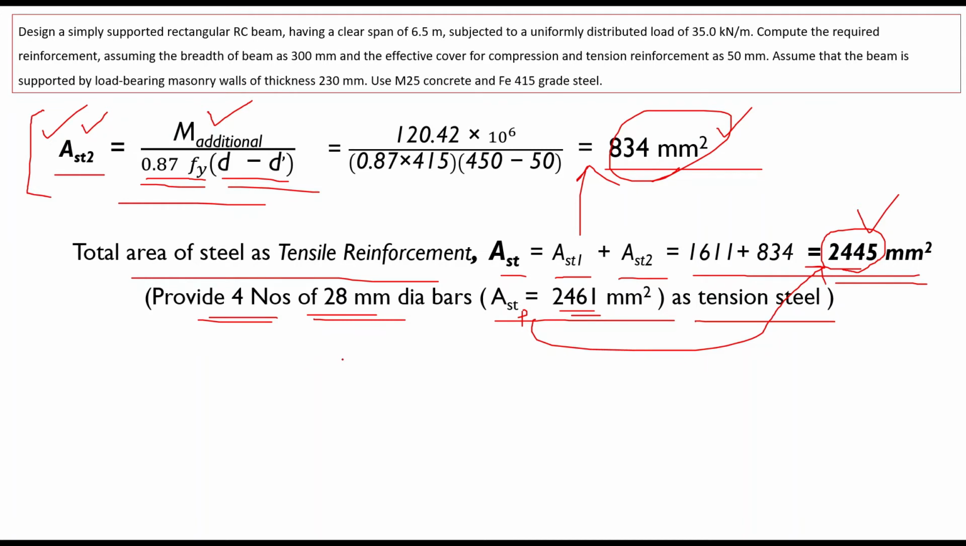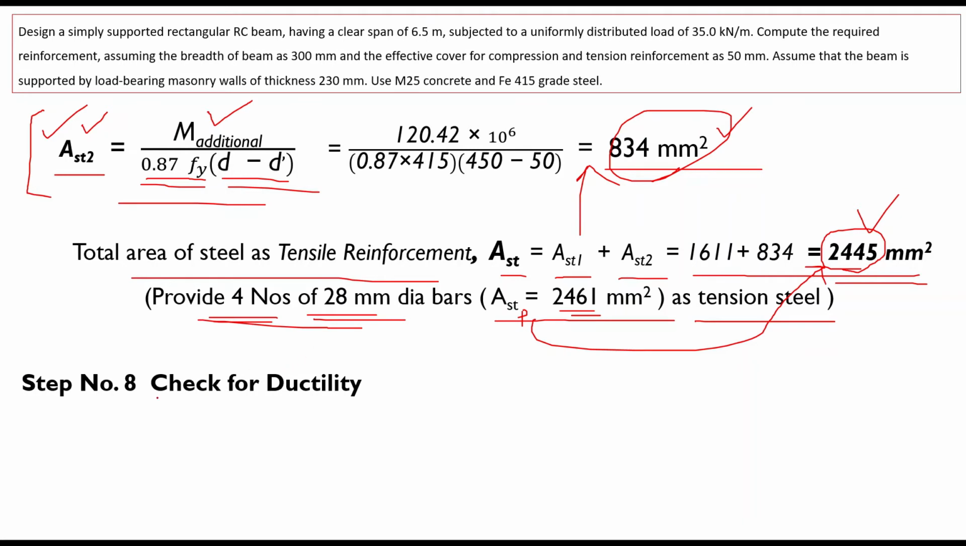So up to this point we find that we have to provide 4 bars of 28 mm dia below the neutral axis, that is on the tension side, and 3 bars of 20 mm dia above the neutral axis, that is on the compression side, which will be termed as compression steel.